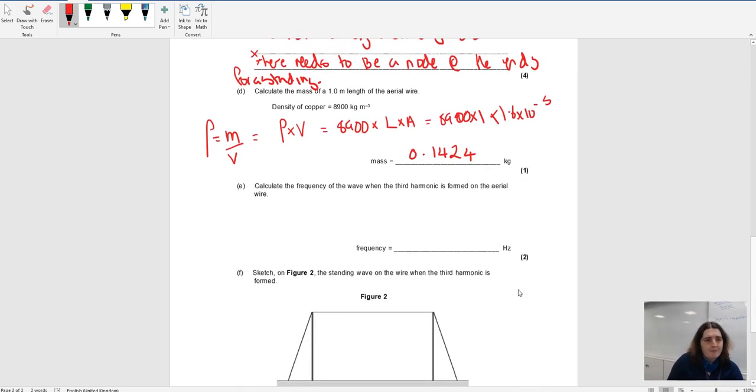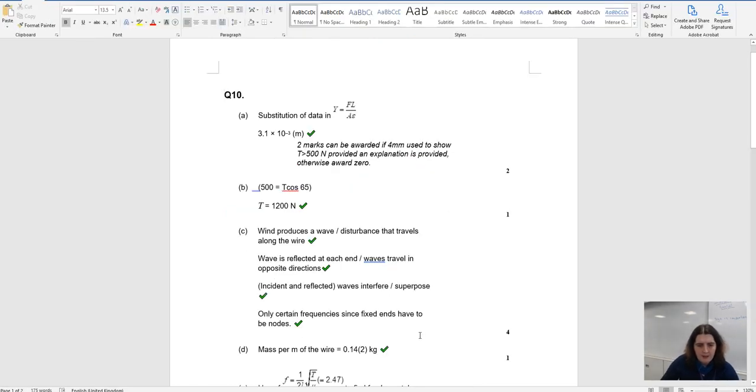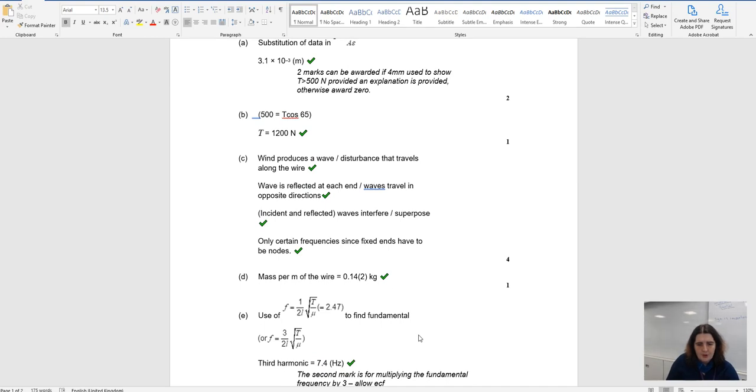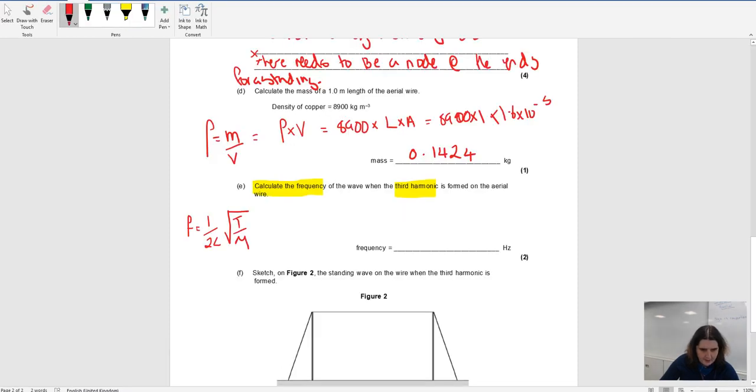Okay, so this one here, calculate the frequency of a wave when the third harmonic is formed. So in your data sheet, you are given the frequency for the first harmonic, which is frequency equals 1 over 2L, the square root of T over mu. And literally by just having that formula, you can get quite a bit of information there.